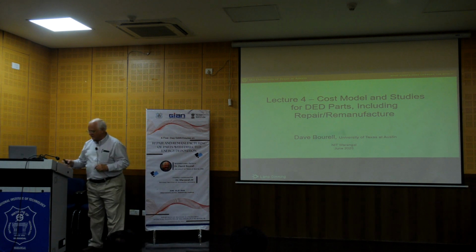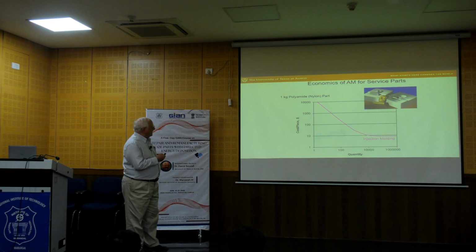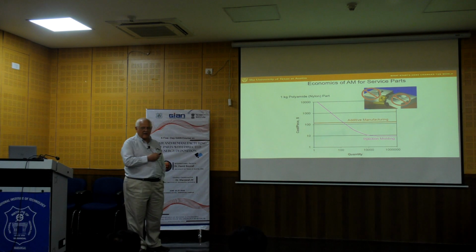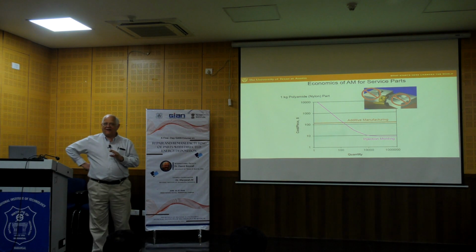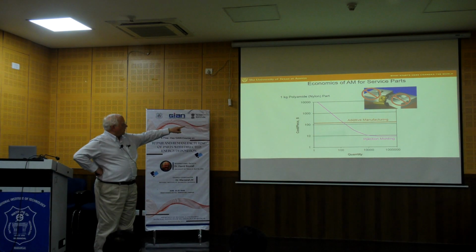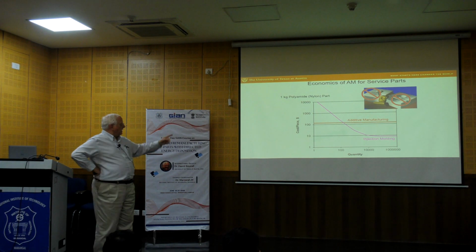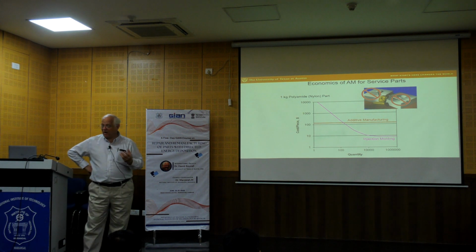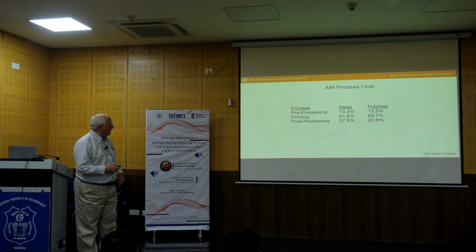So let's see where we are with this. I already showed this plot yesterday that showed the cost per piece versus the number of pieces, and how additive can find a niche. But the question for this part of the talk is where does that horizontal additive manufactured line fall? If $100 for a 2 pound or 1 kilogram part is too expensive, what can we do to lower that cost? And that's where the modeling comes in.